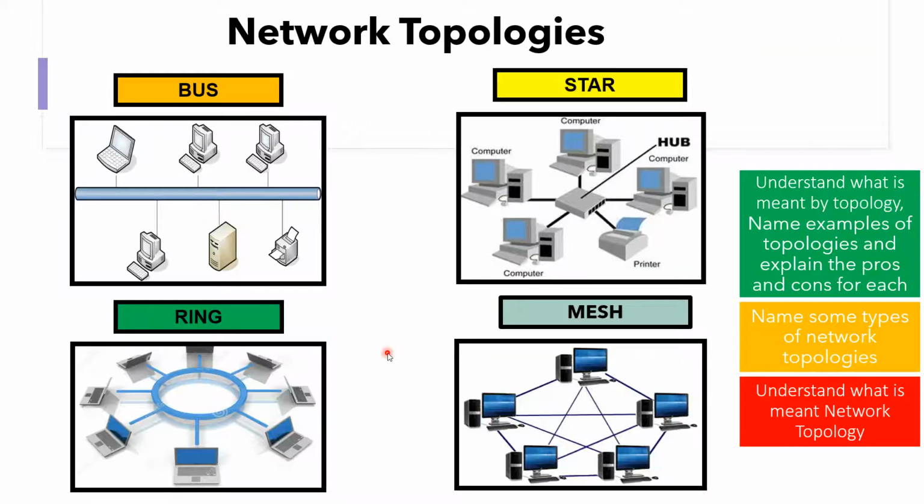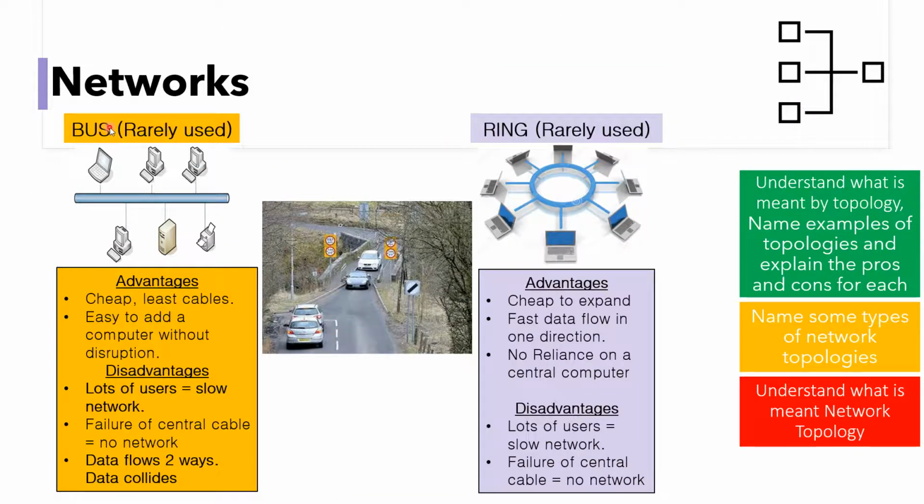All right. We need to look at these four topologies here: a bus, star, ring, and a mesh. The first one we're going to look at is something called a bus. Bus is rarely used nowadays. It used to be very common back in like the 1990s, but now it's gone a bit out of date. The pros of a bus are that it's cheap, as it uses fewer cables, and it's easy to add a computer without disruption.